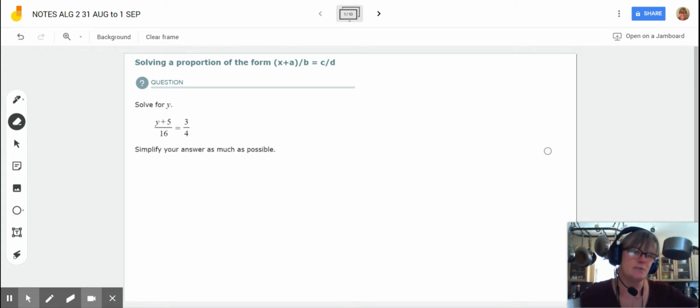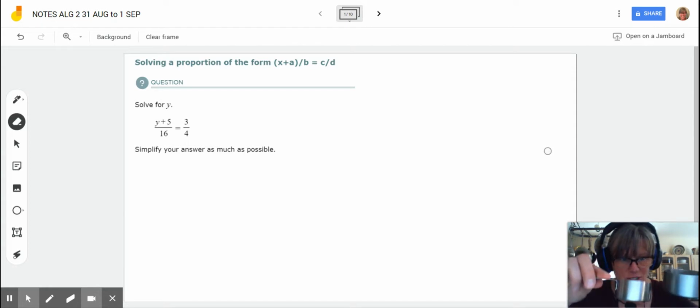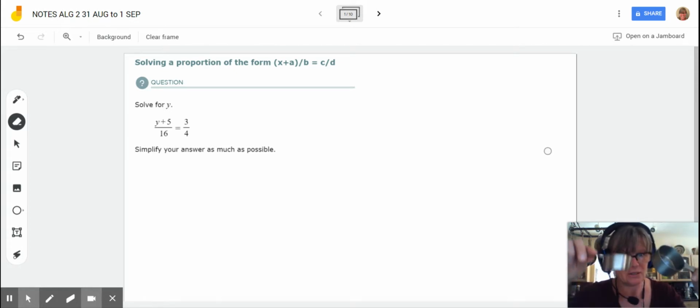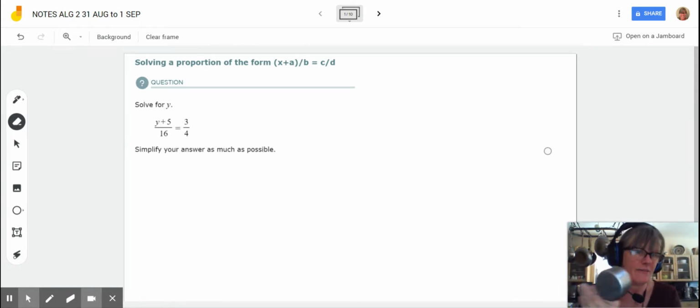The relationship is that this is twice as much as this. So if I make this twice as big, I've got to make this twice as big. So as one increases, so does the other. So the answer would be a half a cup. If I had a whole cup, I would need a half a cup of butter.